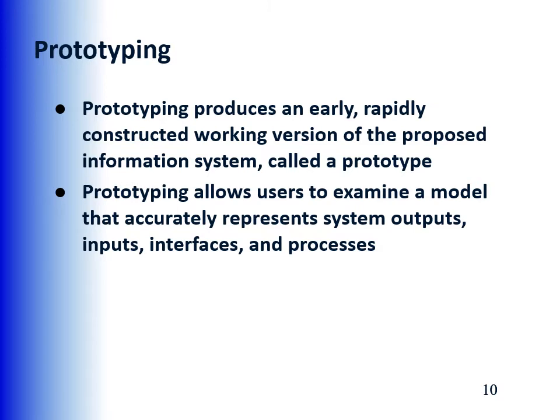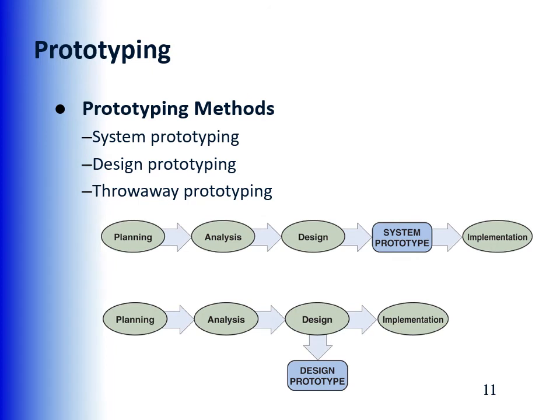Prototyping produces an early, rapidly constructed working version of the proposed information system, which is called a prototype. Basically, prototyping allows a user to examine a model that accurately represents the system outputs, inputs, interface, and processes. Usually, systems analysts use two different prototyping methods, which are system prototyping and design prototyping.